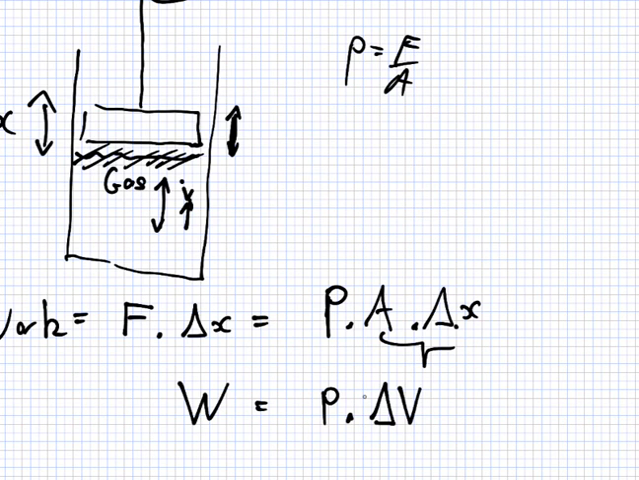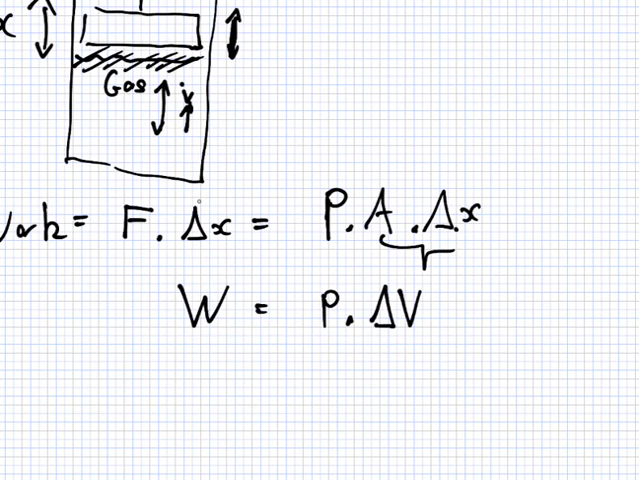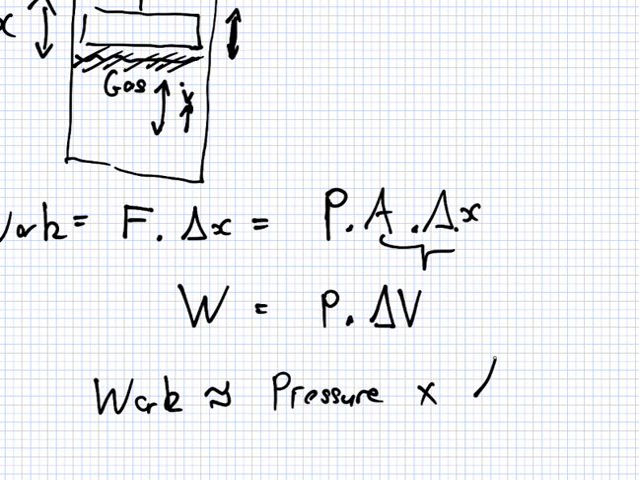Now this formula only really works if pressure is constant, which it's not, because the reason it expands is that you increase the pressure and so on. But still, it gives you a good approximation. You can say that the work done by a gas is approximately the pressure of the gas multiplied by the change in the volume of the gas. Is that the formula? And that's the formula, yeah.